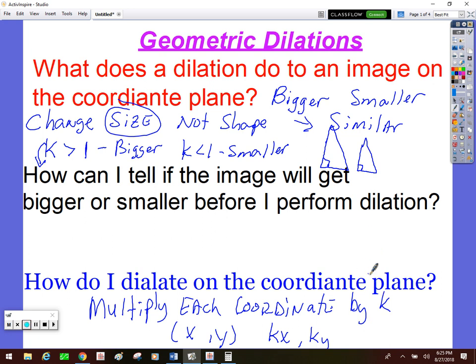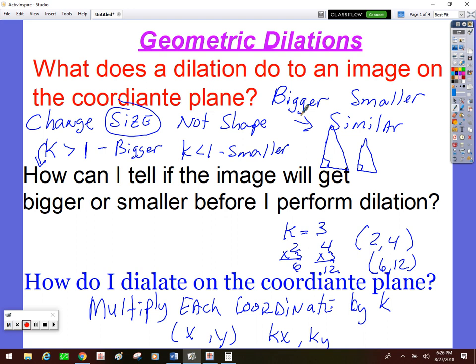Let me give you an example. Let's just say I had a pair that was (2, 4), and I had a scale factor of 3. All I'm going to do is take this x coordinate, 2 times 3 is 6, and then 4 times 3 is 12. So my new pair, the prime image, would be (6, 12), because this image is 3 times bigger than that one.